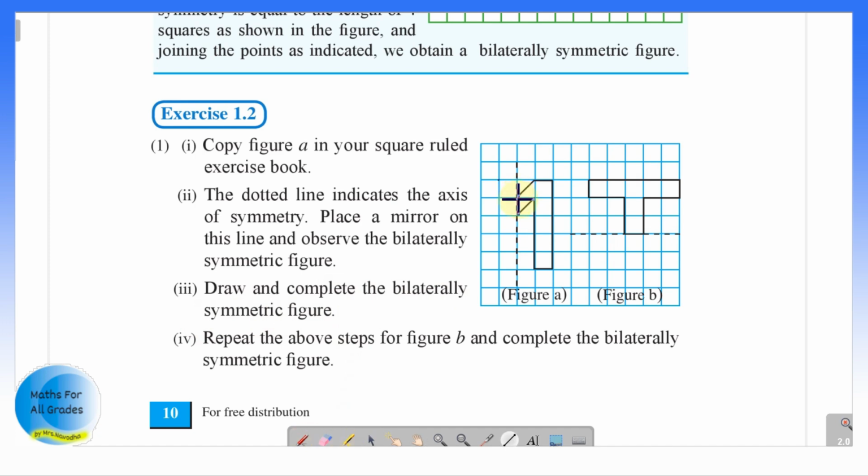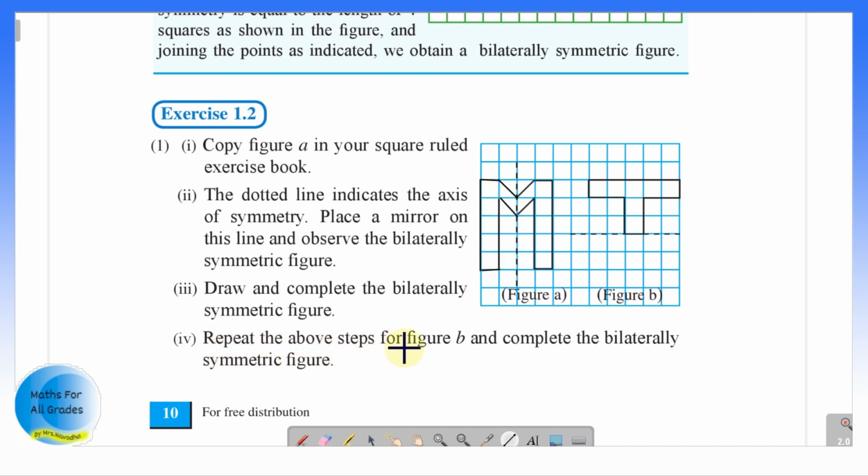Okay, now let's draw. Just copy what you can see here on the right side. Copy the same thing and draw them on the left side. 1 square to this side. So 1 square to this side. And 1, 2, 3, 4, 5 squares down. So here 5 squares down. And 1 square to this side and 4 squares up.